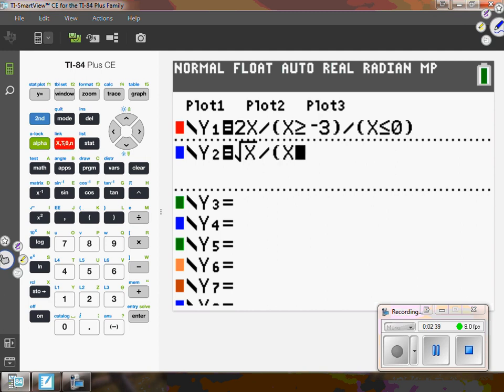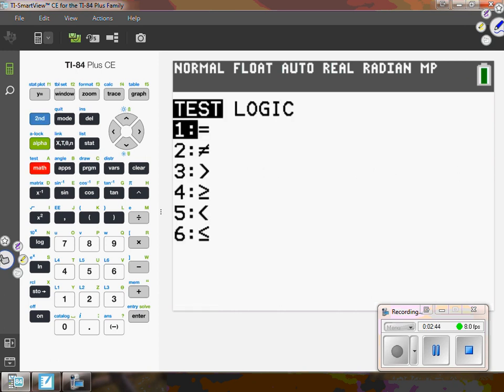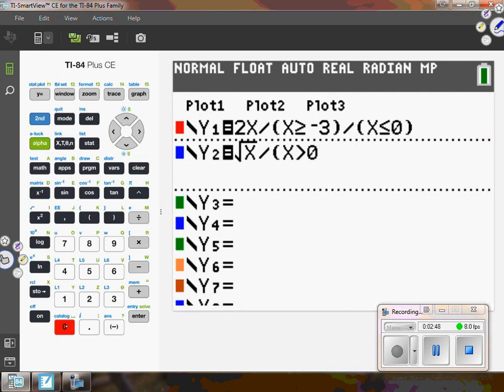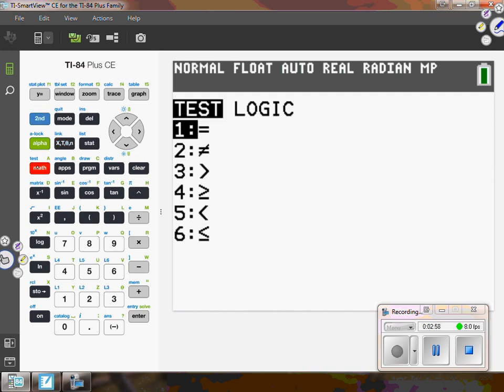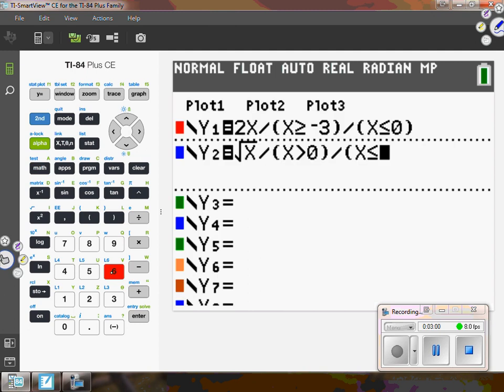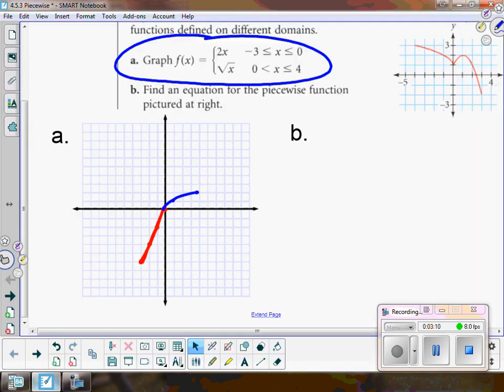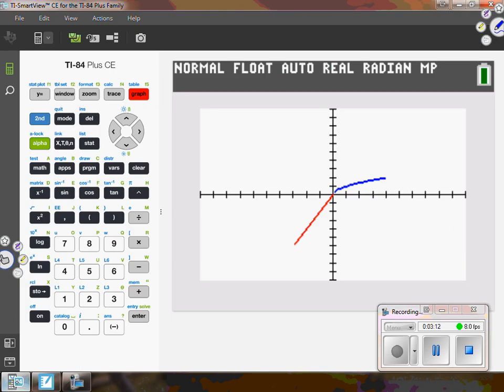We need x to be greater than 0, so that's under the test menu again. We want it to be option 3, greater than 0. Close it up, another slash, open it up, x, we want this one to be less than or equal to 4. Close it up and hit graph, and you should see the second part of the piecewise function that we had here. So there's the graph by hand, there's the graph on the calculator.